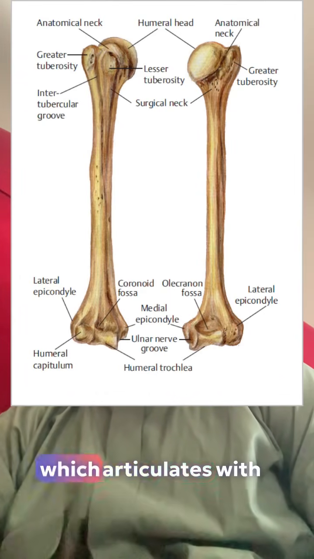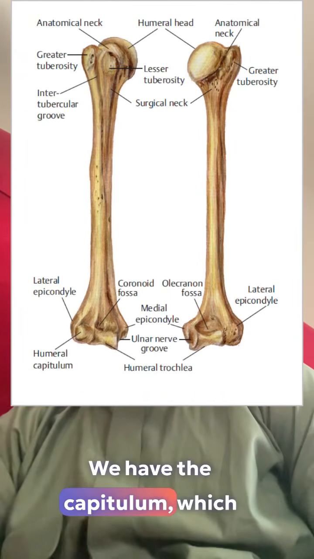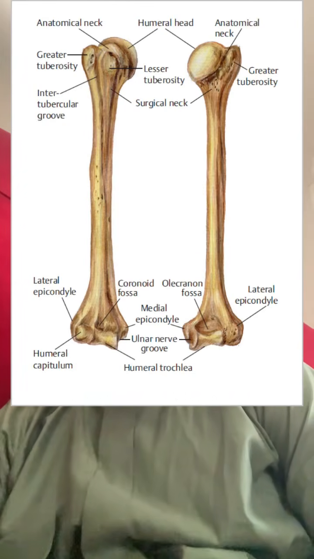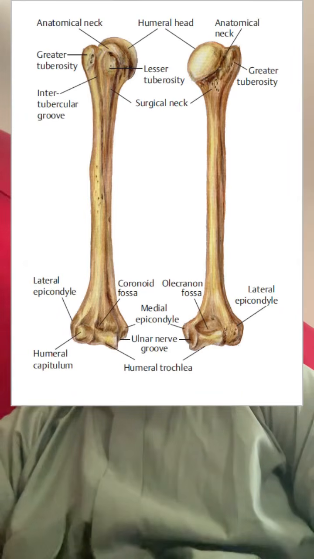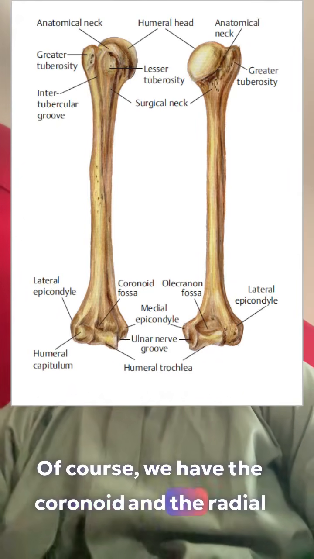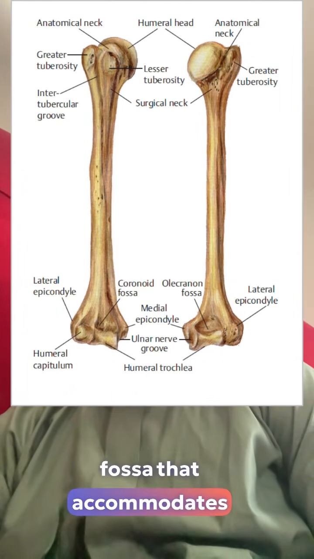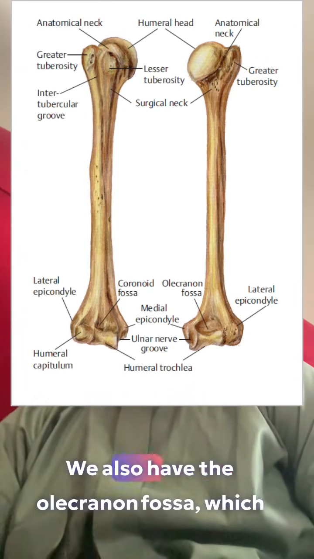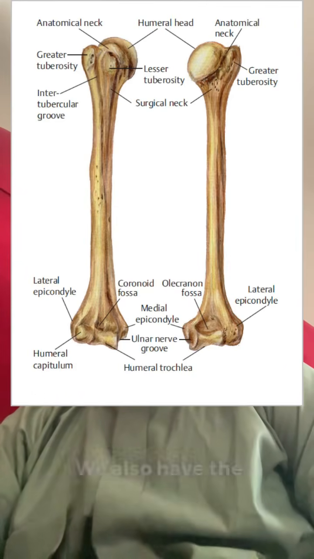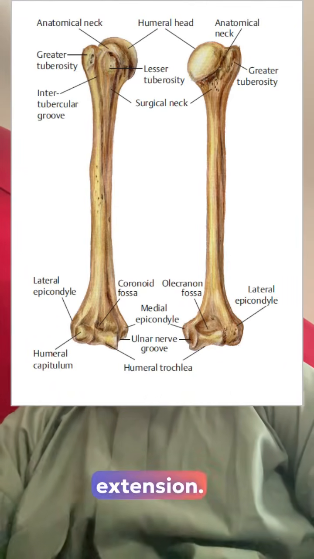At the distal end, you have the trochlea, which articulates with the ulna. We have the capitulum, which articulates with the radius. We have the medial and the lateral epicondyles, okay, for muscular attachment. And of course, we have the coronoid and the radial fossae that accommodate the ulna and the radius during flexion. And we also have the olecranon fossa, which accommodates the olecranon during extension.